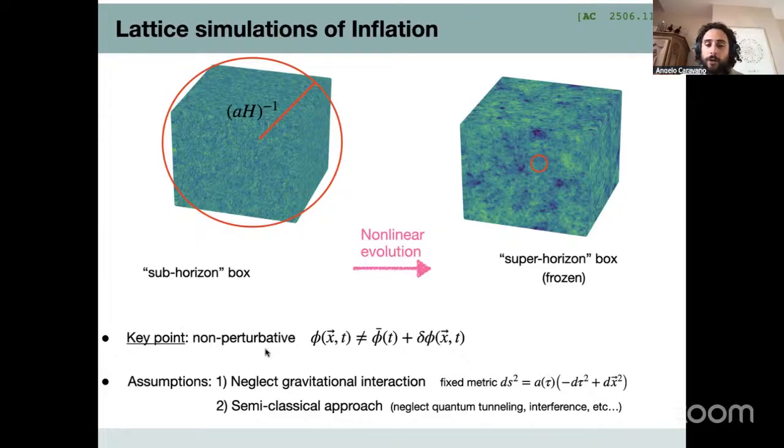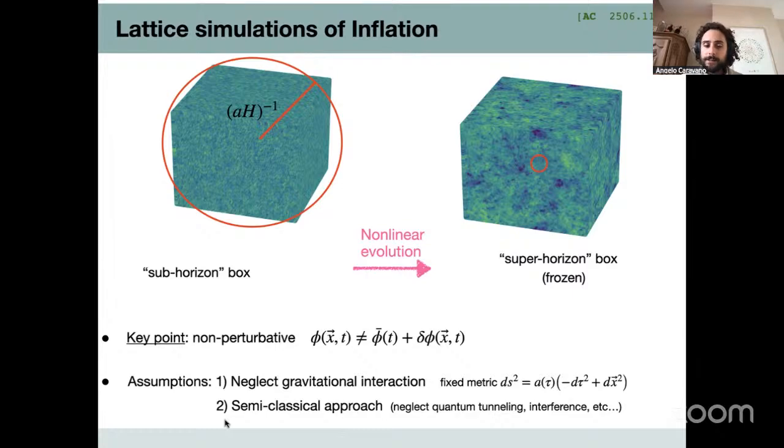Just before moving on to the results, I want to stress what the key points of this technique are. The advantage is that this is a fully non-perturbative technique, meaning that in this evolution, except from the initial conditions, we never introduce a notion of background. So when we evolve the field, it is all together, and there is no background field plus fluctuations. The field is together. And there are some assumptions that we need to be careful about, like that we neglect purely gravitational interactions. And also that this is a semi-classical approach.